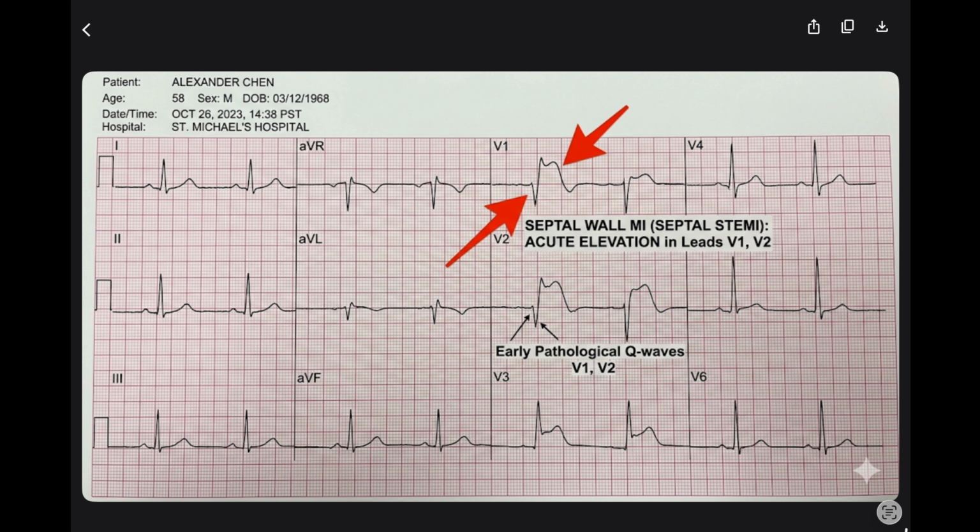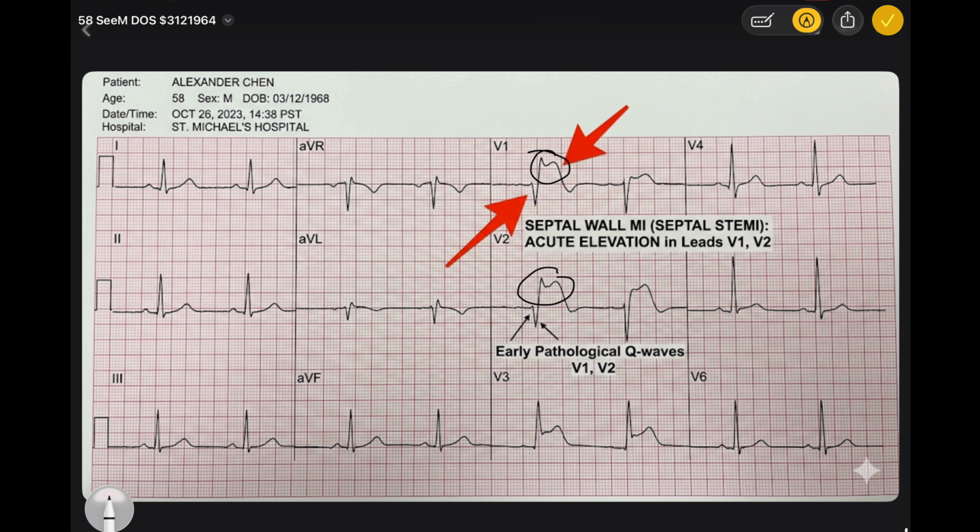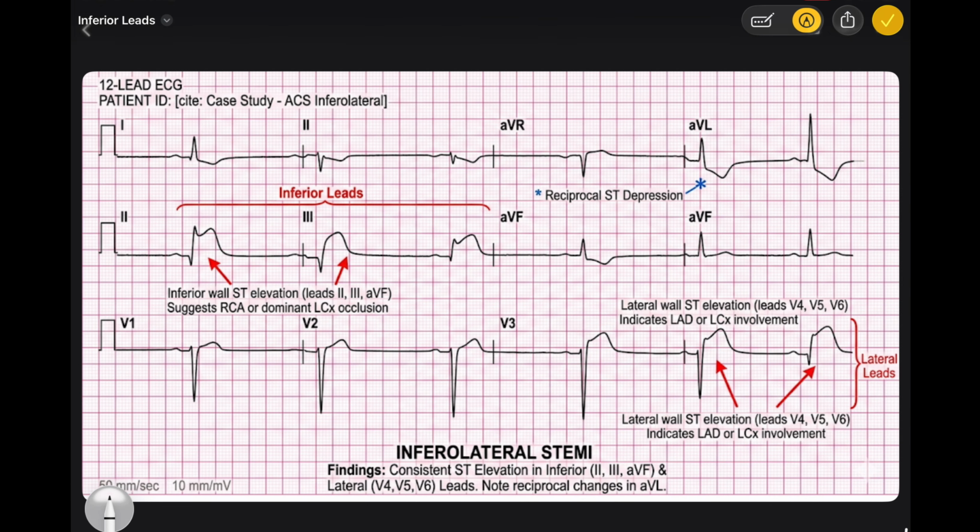Let's see this third example. You can clearly see that there is ST elevation in V1 and V2. ST elevation in V1 and V2 is considered a septal wall MI. If this is associated with ST elevation in V3 and V4, then what will we call it? We will call it septal anterior. Now let's talk about this fourth ECG.